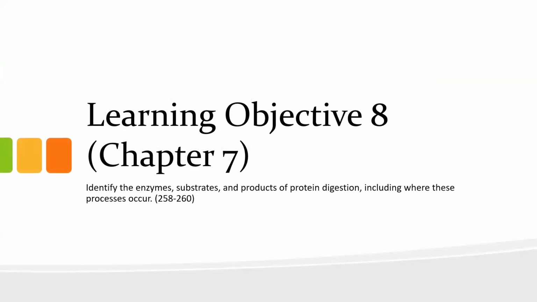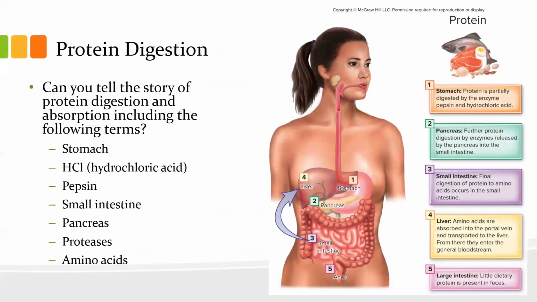Okay, let's move on and talk about some enzyme substrates and products of protein digestion and where they occur. So, can you tell the story of protein digestion and absorption? Well, first of all, it begins in the stomach with hydrochloric acid and pepsin, and then moves into the small intestine where the final digestion occurs. Then amino acids get absorbed into the portal vein and transported to the liver, and there they will enter the general bloodstream. Now, once you've reached the large intestine, you will likely not have much dietary protein left at all if things are going well.